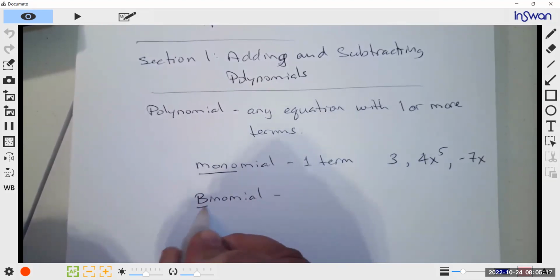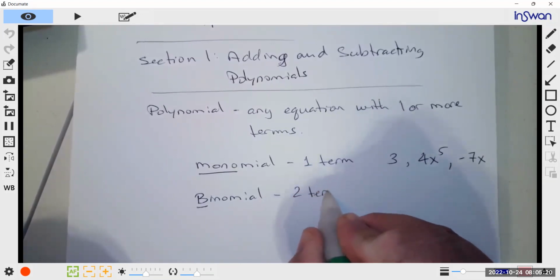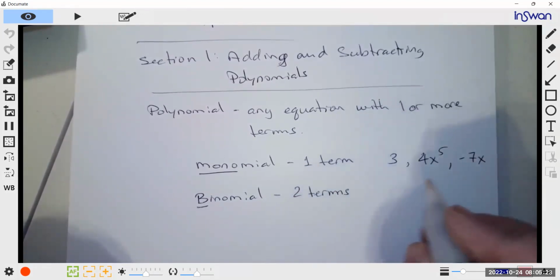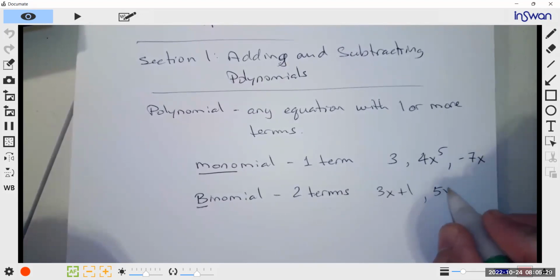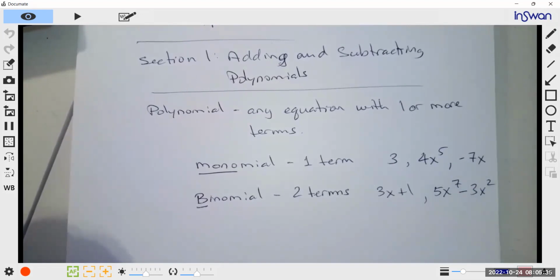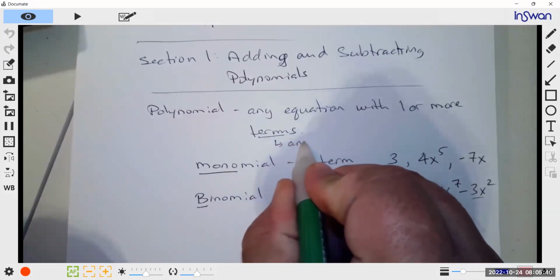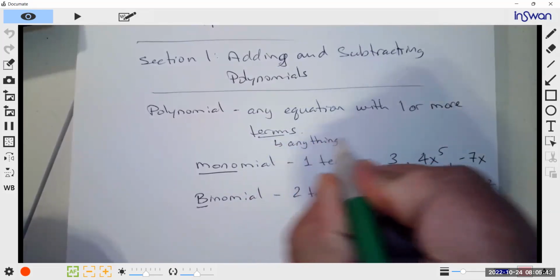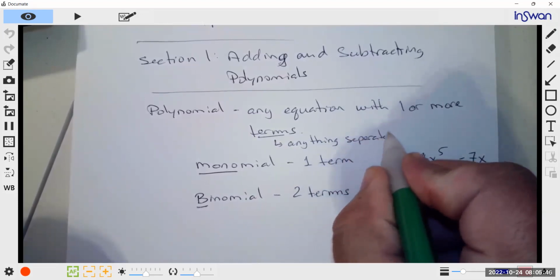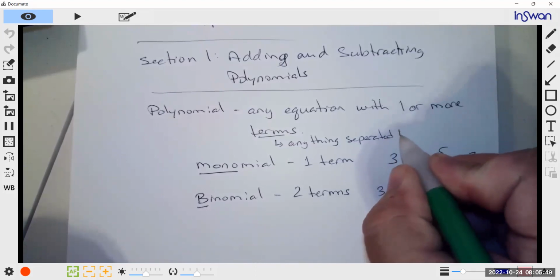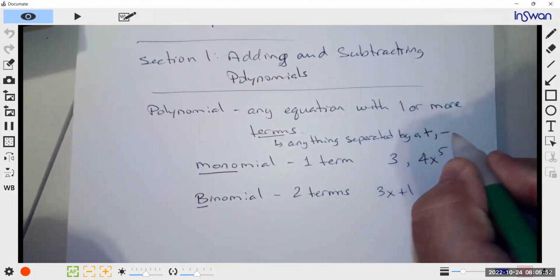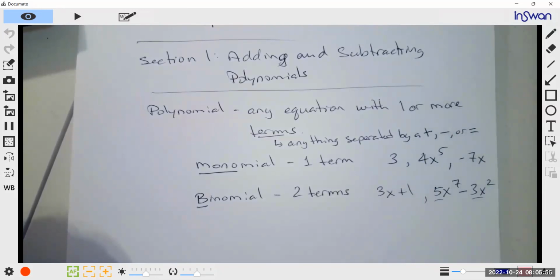A binomial, bi means two. So these are polynomials with two terms. 3x plus 1, or 5x to the 7th minus 3x to the 2nd. It only has two terms. Remember, a term is anything separated by a plus, minus, or equal. Since there's the minus, these are the two terms.